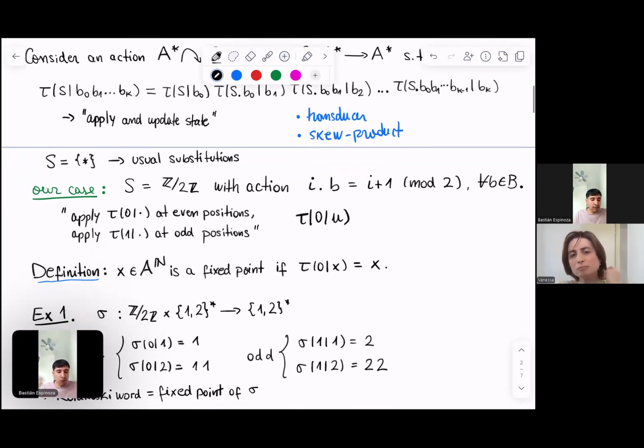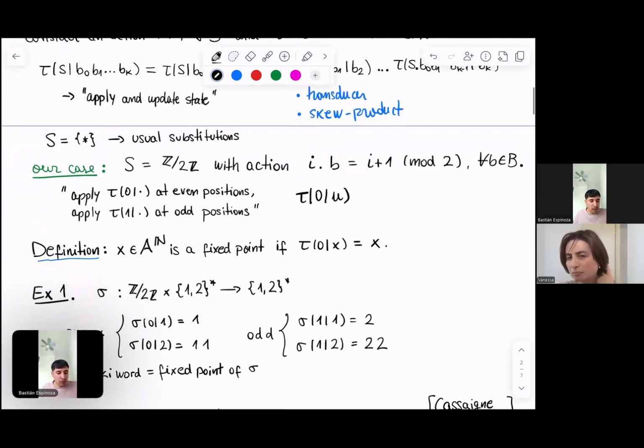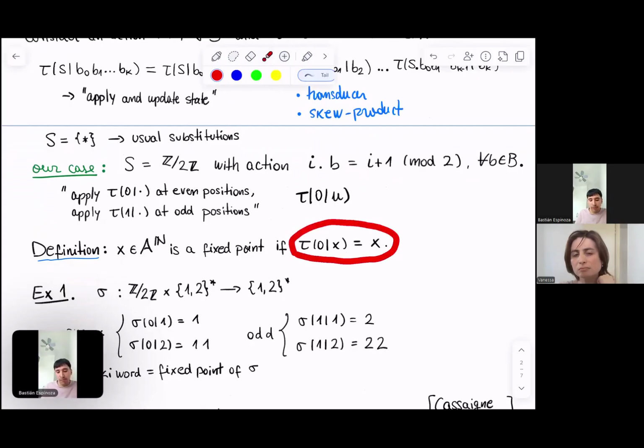And now, before going to the examples, I need one last definition. I'm going to say that an infinite word is a fixed point for a particular skew substitution if we have the analog, the natural equation here. Of course, skew substitutions are defined on finite words, but as we do for classical substitutions, we can extend this definition to consider also infinite words in the natural way. So we want this kind of fixed point.